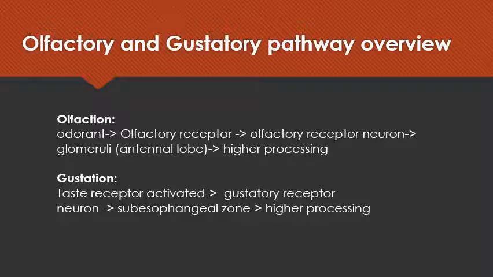Now finally, let's just have a quick recap on the olfactory and gustatory pathways. So in olfaction, you have an odorant that will bind to an olfactory receptor. This will synapse on the olfactory receptor neuron onto the glomeruli in the antennal lobe and then to the higher processing center. In gustation, once a taste receptor cell has been activated, it will synapse on a gustatory receptor neuron, which will then move information to the subesophageal zone and on to higher processing.